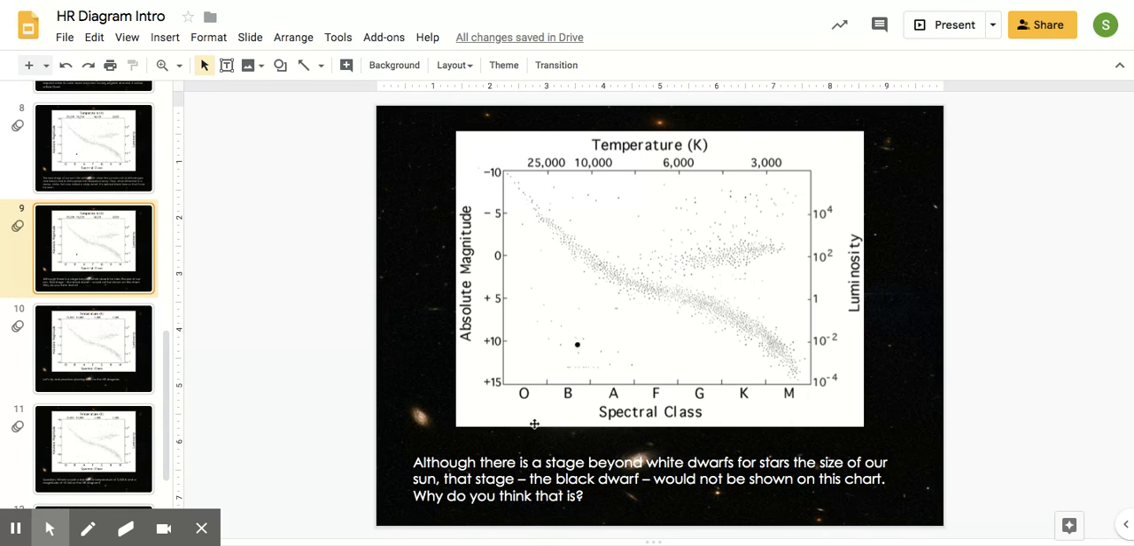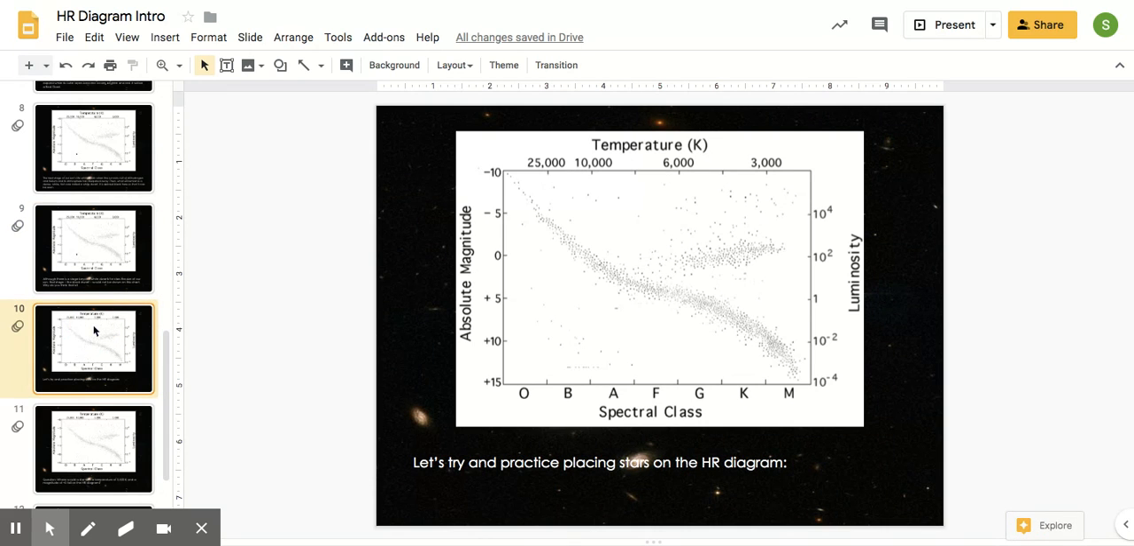There is one stage past a white dwarf, which is called a black dwarf. Black dwarfs are not shown on an HR diagram because once a star becomes a black dwarf, it no longer is emitting any light. So the magnitude is essentially non-existent.